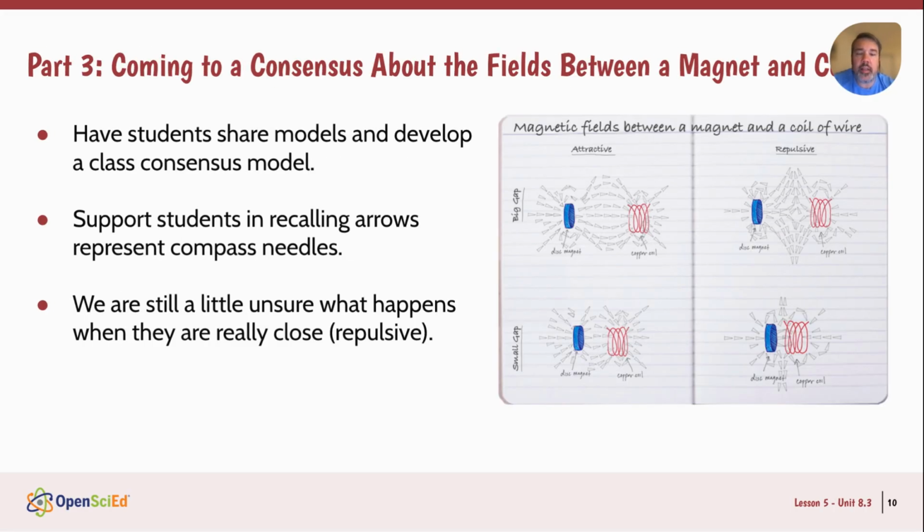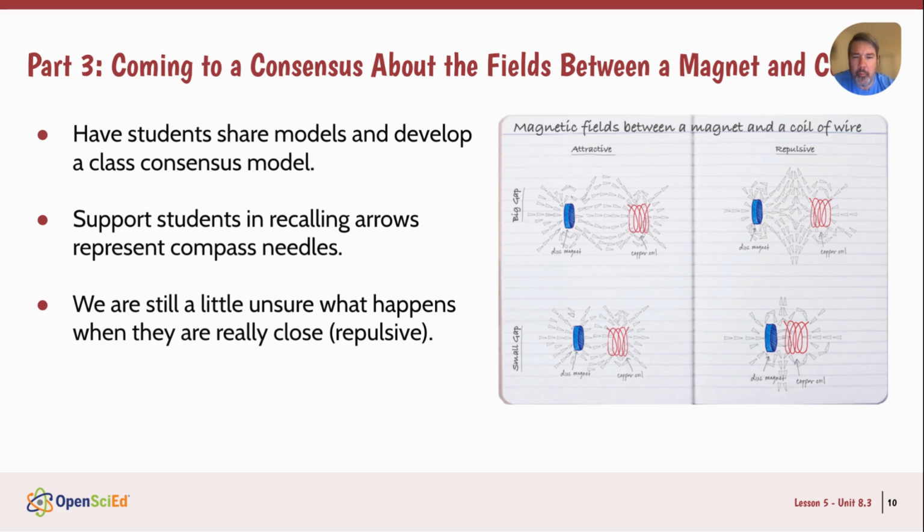After we do this simulation and we explore it, we're going to come together to develop models. First the students are going to work on a model, and then they're going to come together and we're going to develop this class consensus model and capture it in our progress tracker. You want to really help to support students in recalling that what we're drawing represents the arrows of the compass needles. That's what we're seeing in the simulation. And that's what we tested with in lesson 4 using the compasses. So we're not actually drawing a physical thing that's actually there. It can be a little bit abstract for students.